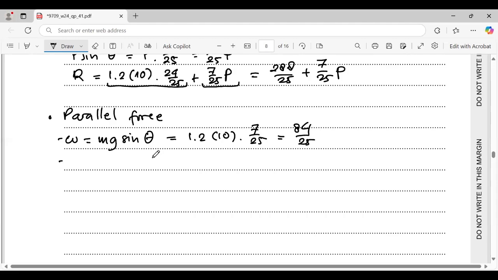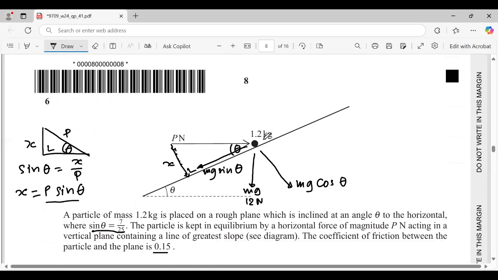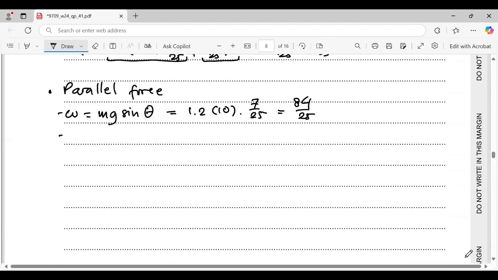And after that, the horizontal force component up the plane is this one. This is P cos theta. And P cos theta equals P times 24/25, or 24/25 times P.